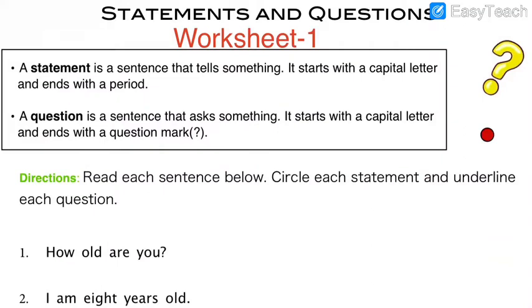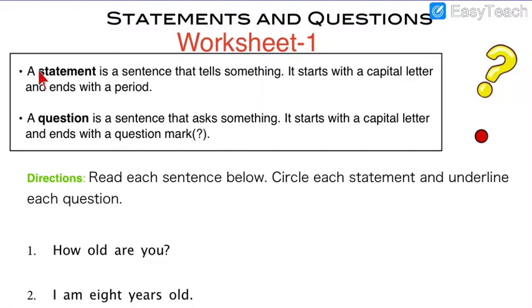Okay, my dear students. So this is your Worksheet 1, statements and questions. Before starting, one beautiful definition is given for the question and the statement. A statement is a sentence that tells something. It starts with a capital letter and ends with a period. Period means what? Hindi period, Gujarati period, English period? No. Period means this sign, that is, in your language, full stop sign.